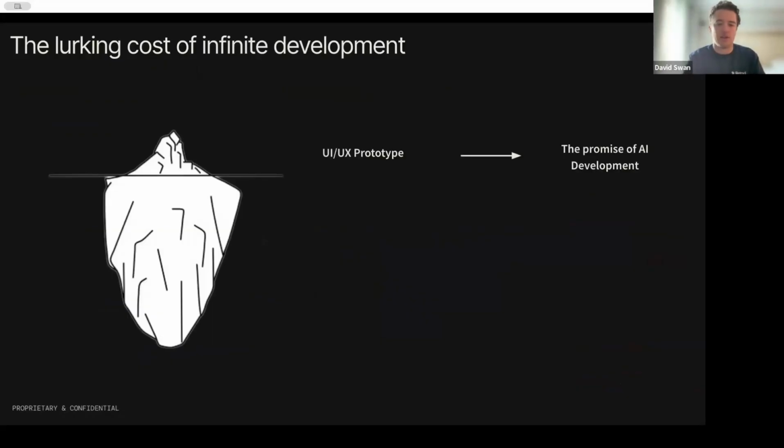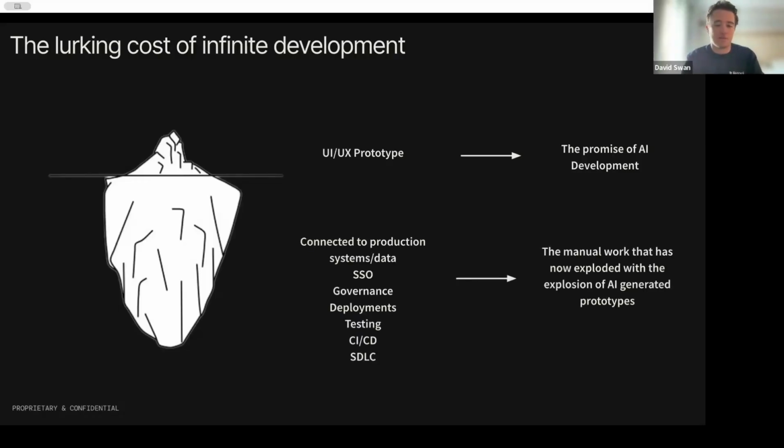then we have these UI/UX prototypes, and that's that initial promise, like I keep mentioning. But for each one of these prototypes, there are systems that need to be connected. There's authentication, like SSO. There's governance, whether it be from data or from actual functionality of the application. There are things like deployments. Where are we going to put the application, right? How are we going to build it into a true CI/CD process? Build out native testing or connect to your existing solutions. That work is still manual. And with all of these prototypes, it has exploded out.